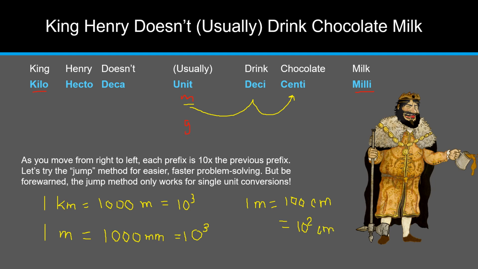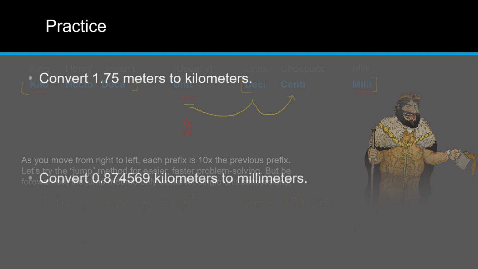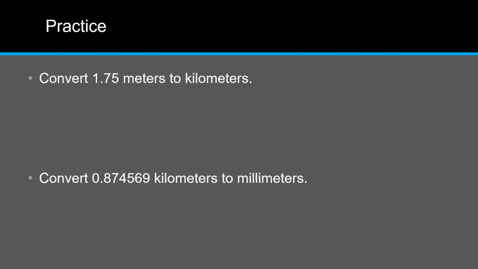So before we move on, you have your mnemonic device written. You have the accompanying prefixes. We know that kilo, hecto, and deca all make a number bigger, whereas deci, centi, and milli make a measurement smaller. And we've written down these 3 equivalence statements at the bottom. Let's try 2 examples together. Convert 1.75 meters to kilometers.